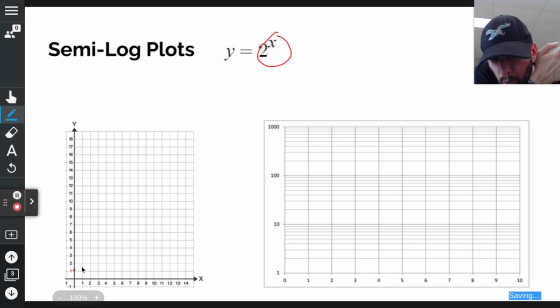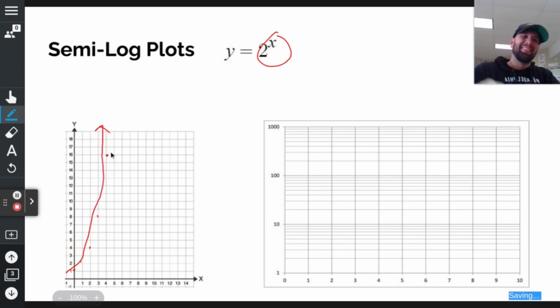If I were to plug in 1, I'd get 2. If I were to plug in 2, I'd get 4. And if I were to plug in 3, I'd get 8. And can I fit one more? Can I fit 16 on here? I can. And so what we get is a very steep curve looking exactly like that, or more like that.